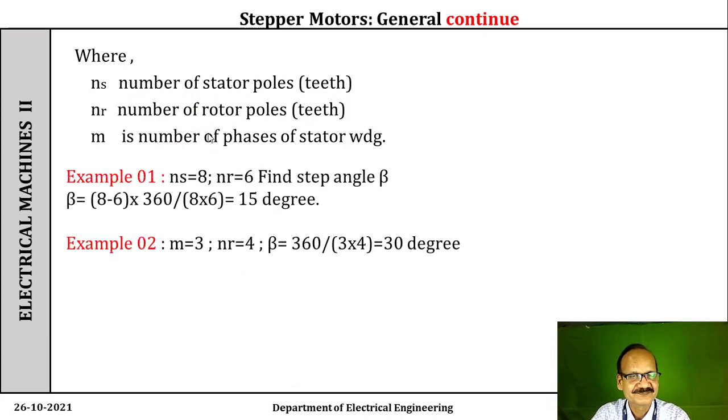Now for example, the stator poles are 8 and the rotor poles are 6. Find the step angle. Now beta equal to (Ns minus Nr) into 360 divided by (Ns into Nr), and that is equal to 15 degrees. Obviously the same answer can be obtained with m equal to 3. Now let us have another example. m equal to 3, number of phases equal to 3, Nr equal to 4. Therefore beta equal to 360 degrees divided by (m into Nr), so beta equal to 30 degrees electrical.